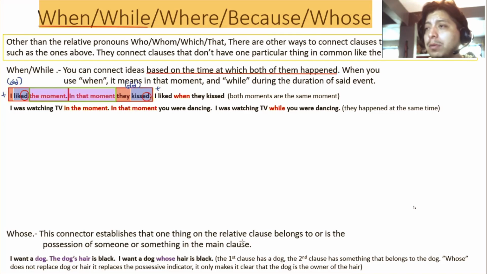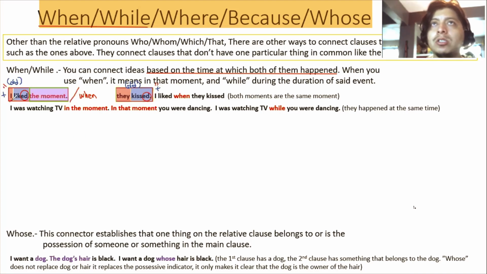It is very simple. The only thing that you have to do is erase one of these in that moment. Yeah? I like the moment, and then you need a connector. This connector is going to be when or while. In this case, we can use when. I like the moment when they kissed. So I have only one sentence.